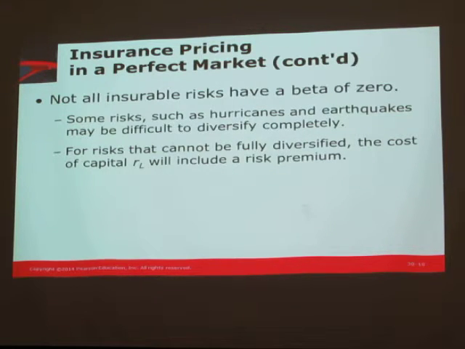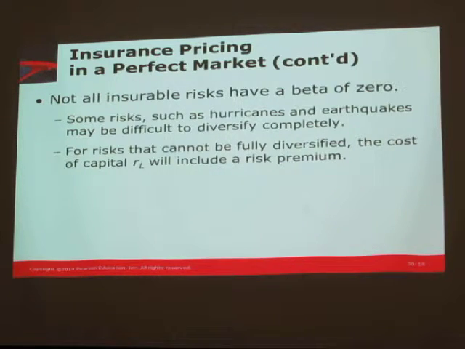Not all insured risks have a beta of 0. How do you diversify against a hurricane or an earthquake, especially if your business is in just one location? If you have a medium-sized business and your headquarters is in Houston, Texas, maybe it's flooded, right? Buy insurance from somebody else. But to diversify completely is kind of tough, right?